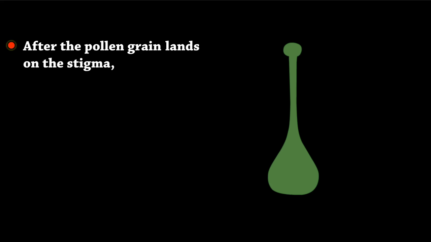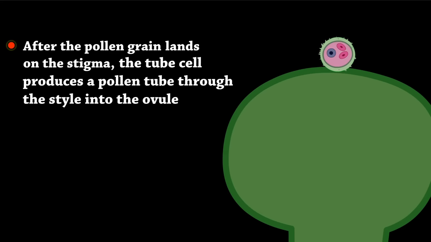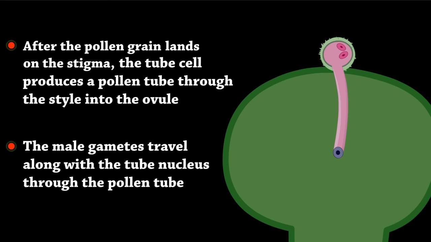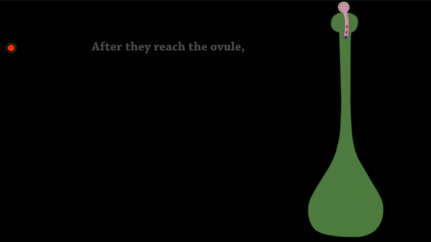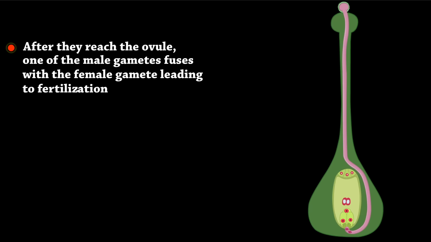After the pollen grain lands on the stigma, the tube cell produces a pollen tube through the style into the ovule. The male gametes travel along with the tube nucleus through the pollen tube. After they reach the ovule, one of the male gametes fuses with the female gamete, leading to fertilization.